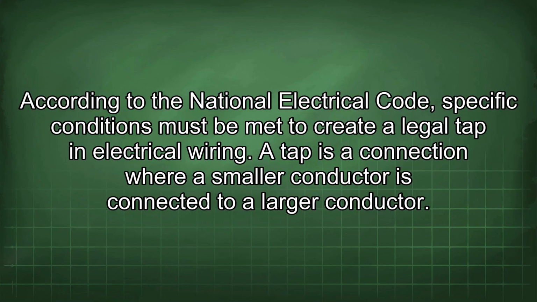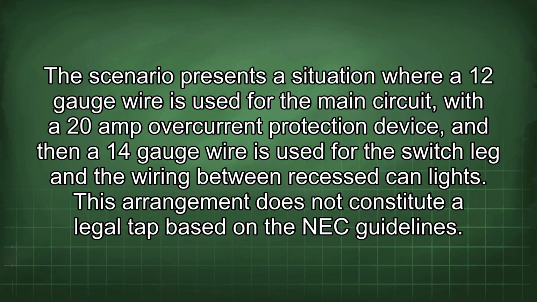According to the National Electrical Code, specific conditions must be met to create a legal tap in electrical wiring. A tap is a connection where a smaller conductor is connected to a larger conductor. The scenario presents a situation where a 12-gauge wire is used for the main circuit with a 20-amp overcurrent protection device, and then a 14-gauge wire is used for the switch leg and the wiring between recessed can lights. This arrangement does not constitute a legal tap based on the NEC guidelines.